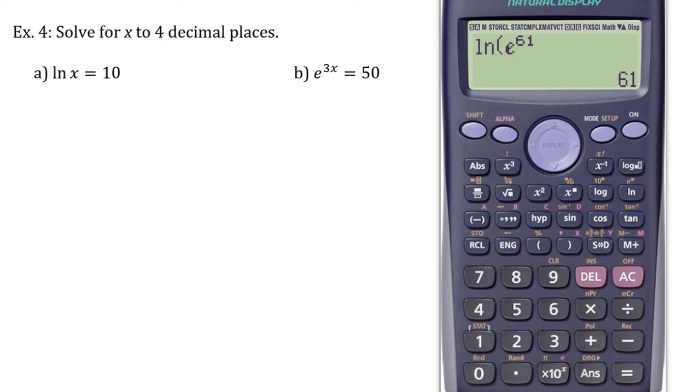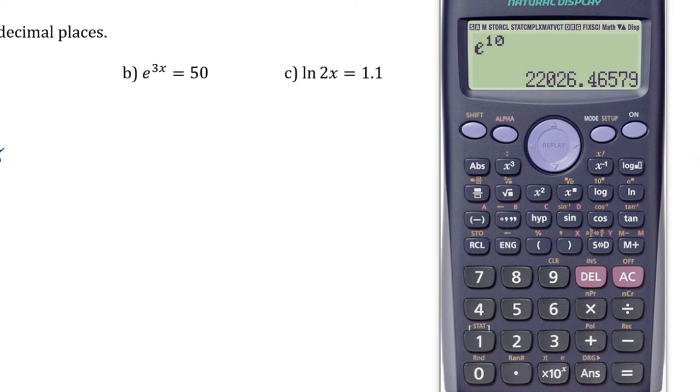So in this case, I do want to rewrite in exponential form because x will equal e to the 10. The base stays the same. The base was e, and 10 is my exponent. And then I'm just going to go e to the 10. And that gives me x being approximately 22,026, 4 decimal places, 0.4658.